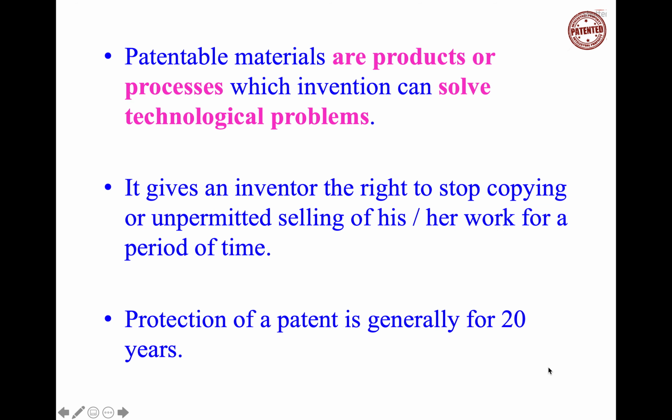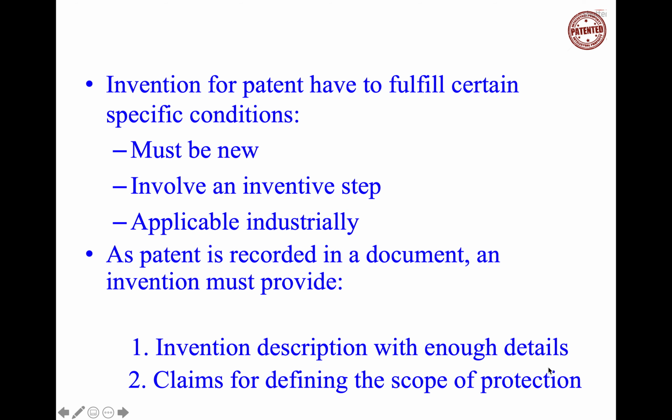So there are patentable materials and there are also unpatentable materials, which we'll see. Patentable materials are products or processes whose invention can solve technological problems, and it gives an inventor the right to stop copying or unpermitted selling of his or her work, or technologies in this case of a lot of processes, for a period of time. Protection of a patent in Malaysia and in a lot of other countries is generally for 20 years.